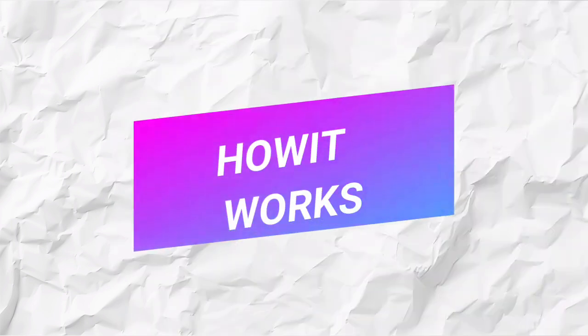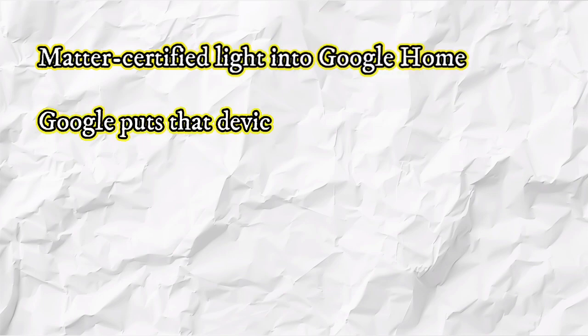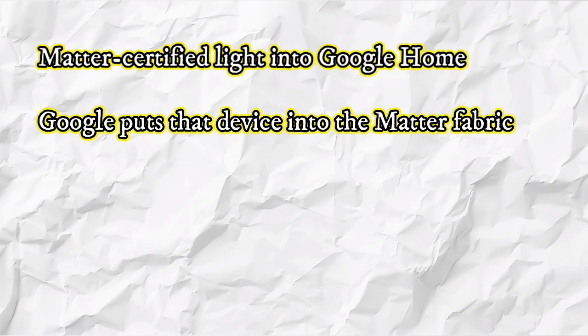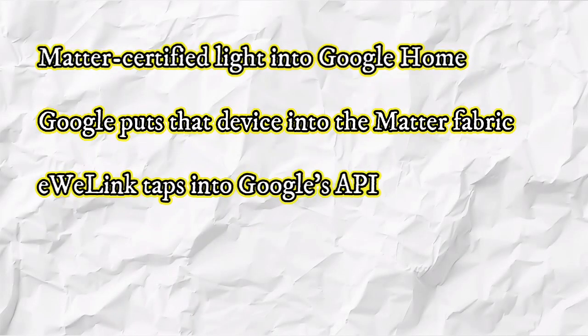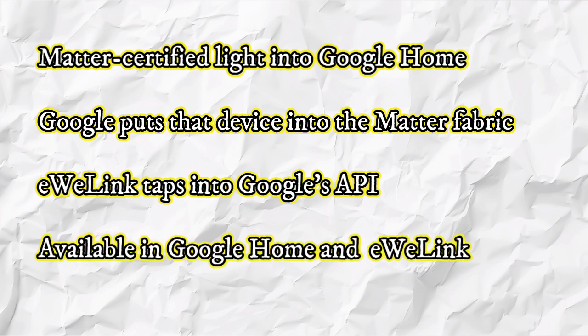Here's how it works in practice. You add your Matter certified light into Google Home. Google puts that device into Matter Fabric. Basically, the secure network where Matter devices talk. eWeLink taps into this Google API, sees the device, and imports it. That light is now available in your Google Home and eWeLink. No extra pairing steps.